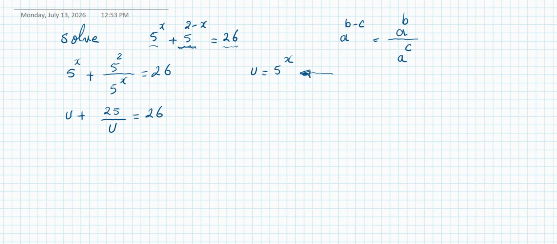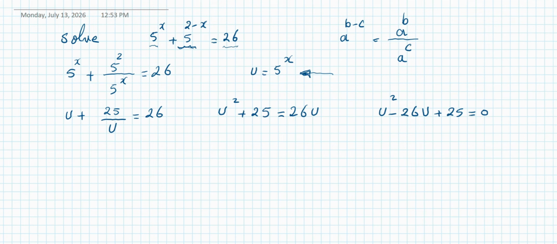We multiply both sides of this equation by u. So we have u squared plus 25 equal to 26u. And we rewrite this as u squared minus 26u plus 25 is equal to 0. So here we converted our first equation into a quadratic equation.